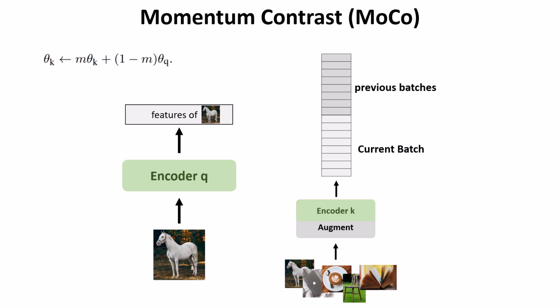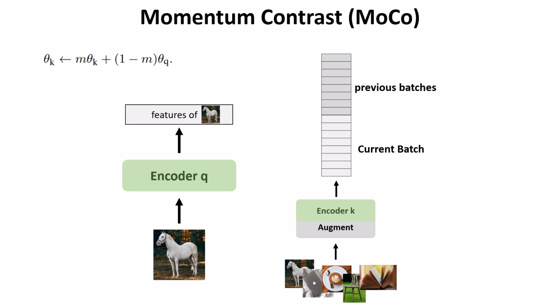This could be a bit baffling, but the intuition behind this is that I want to keep the current weights of our encoder key as much as possible by multiplying by 0.99, but at the same time I want to improve it. So I add the parameters of encoder Q, but by multiplying it by 0.01.